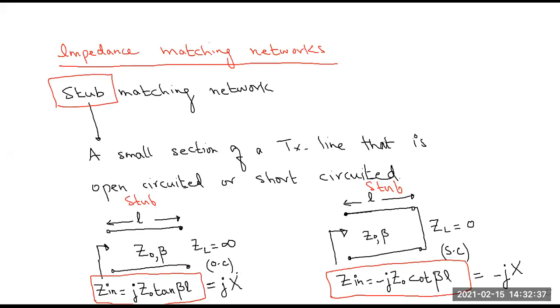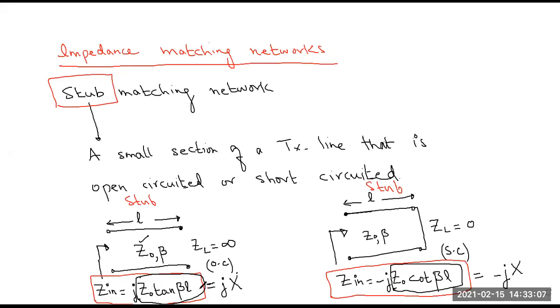Now, the important point is how much is the value of this X. The X value depends on the parameter Z0 tan(beta l), and in the other case, X will be equal to Z0 cot(beta l). Now, what is the range of possible values? X is equal to Z0, which is a constant number. It can be 50 ohm, 100 ohm, or any value depending upon the characteristic impedance of the transmission line.